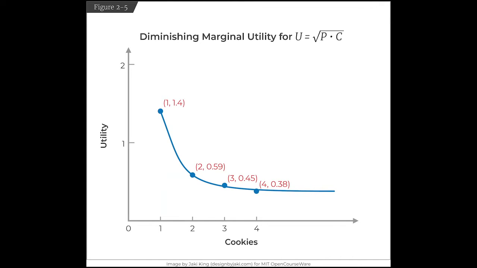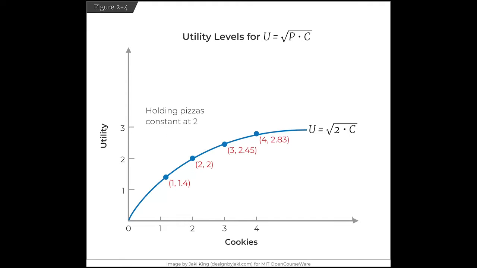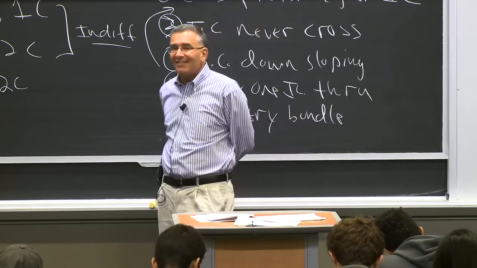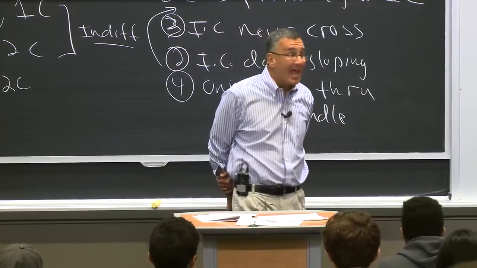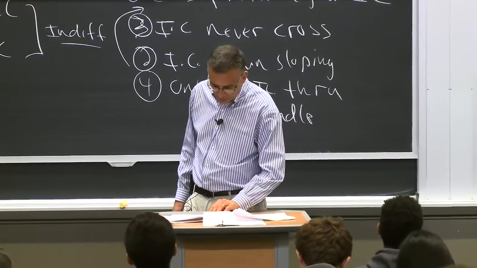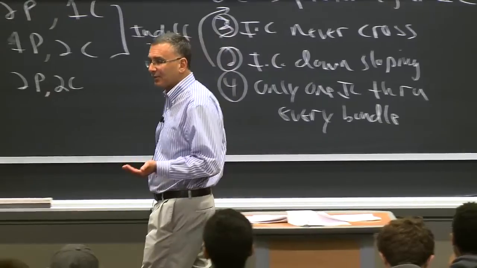The next cookie gives you utility increment of 0.45, the square root of 3. So now we flip back to the previous page. We're going from the square root of 4 to the square root of 6. Square root of 6 is only 0.45 more than the square root of 4, and so on. So each additional cookie makes you less and less happy. It makes you happier. It has to, because more is better. But it makes you less and less happy. Okay?